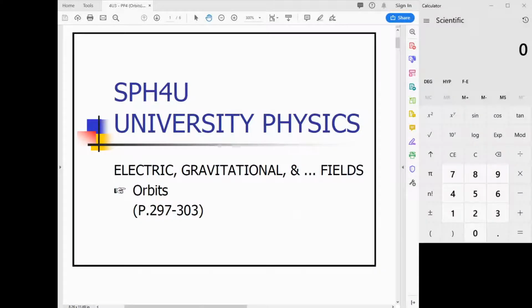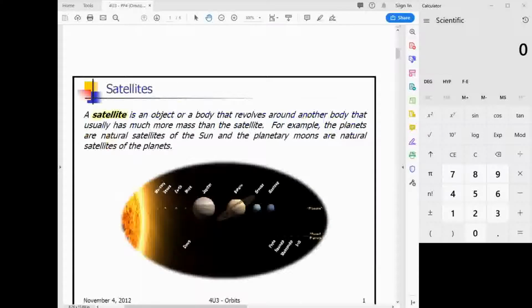So the third lecture in Unit 3 is the last lecture of our gravitational fields. After this, we're going to move into electric fields, and then after that, magnetic fields. This is section 6.2 of your textbook.